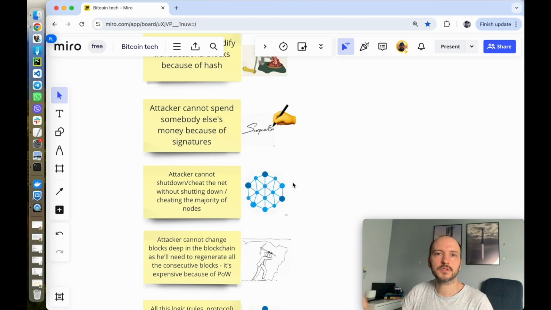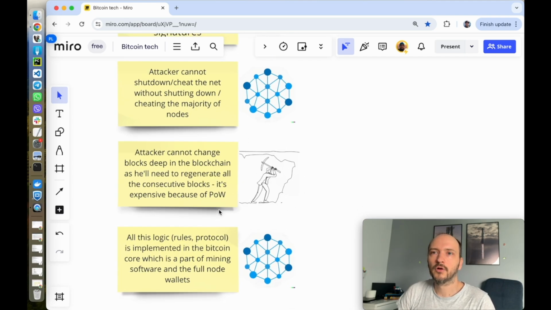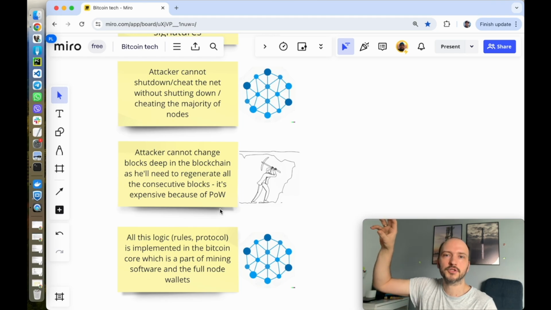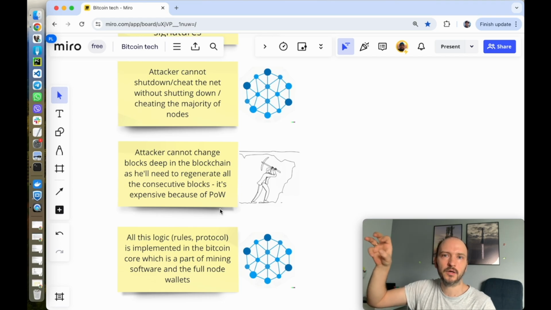An attacker cannot shut down any central component in the network because there is no central component. If he attacks several computers, the remaining computers will still operate, and he would need to attack the majority of nodes to be able to compromise the network somehow. And an attacker generally cannot change blocks deep in the blockchain. For example, say he tries to create an alternative branch starting from some deep block and build a longer chain in parallel. It's hard to do because the deeper the block is in the network, the more power an attacker needs to mine quicker than the network does.